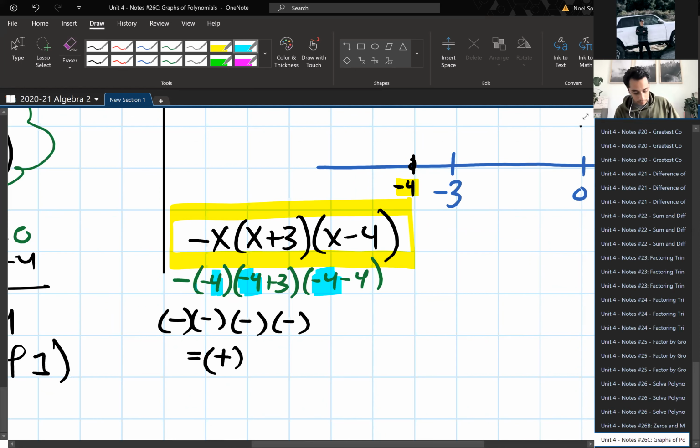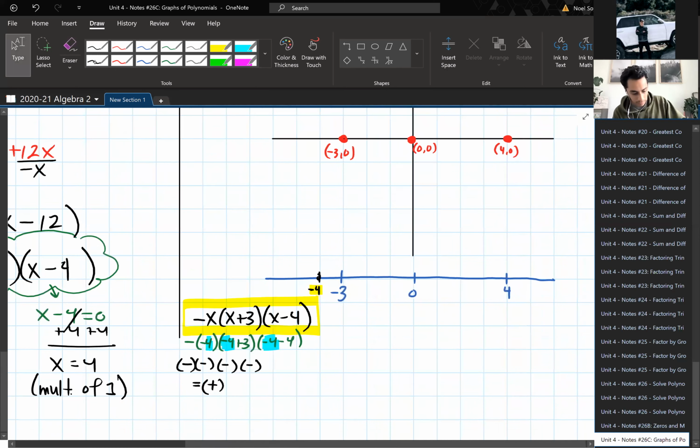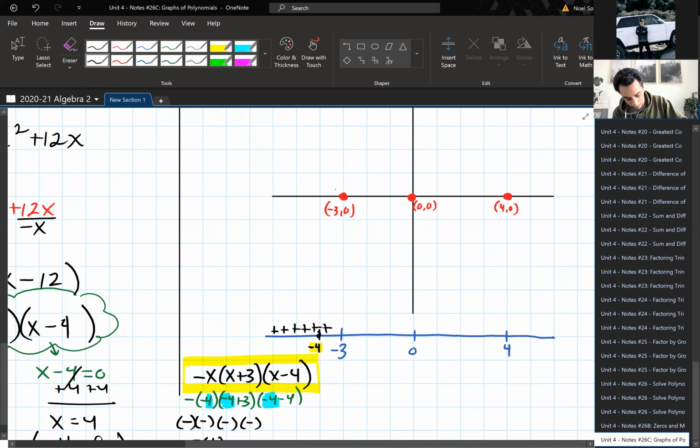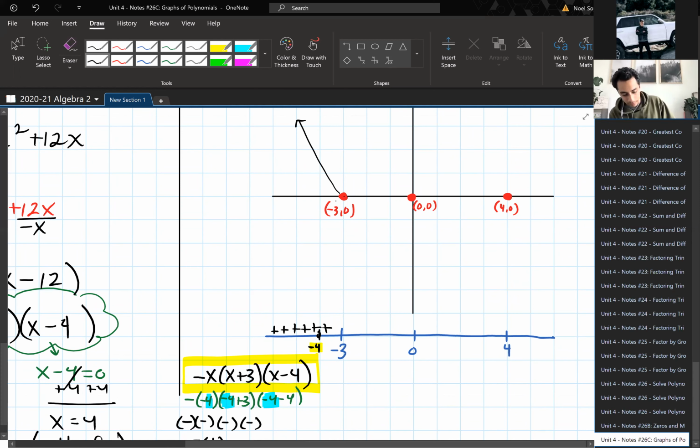Yeah, so that should give you 4 negatives. You're multiplying 4 negatives together, and that gives you a positive. So for us, that means the function is going to be above the x-axis, right? So then we should have something kind of like that, ish. Okay.